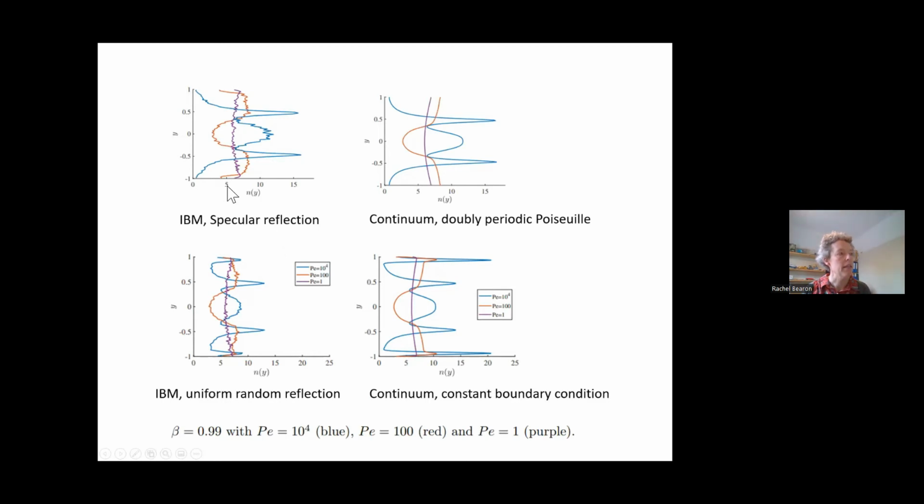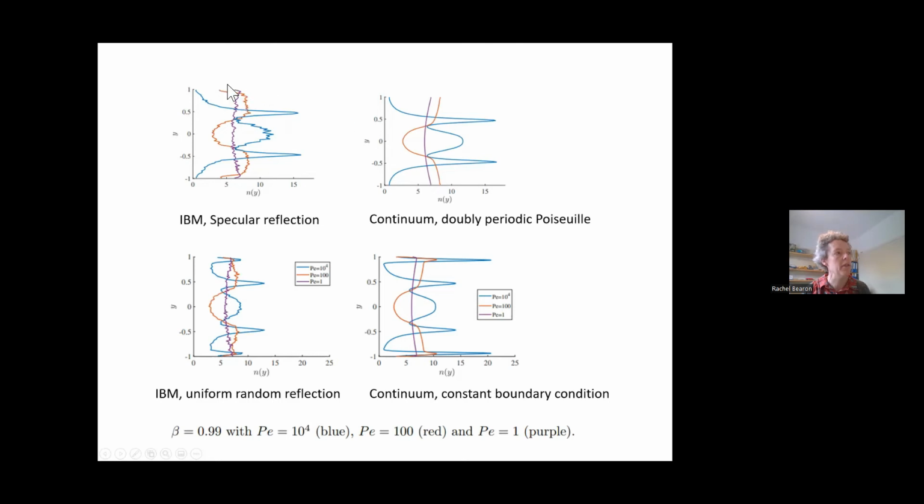So this is now showing the cell density. This is summing up over the different orientations, cell density against the channel width for different values of the Peclet number. And on the left is the IBM. So purple is the smallest Peclet number, and increasing orange and blue. And this is the continuum with a doubly periodic Poisson flow. And we're getting very good agreement.